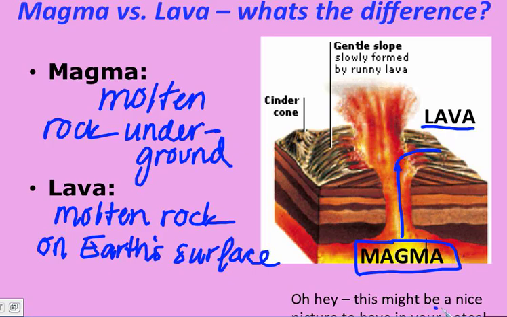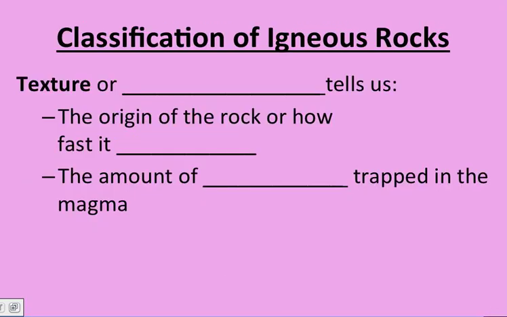Now this is kind of a nice picture to maybe add into your notes. Go ahead and pause the video and just do a little sketch here showing a labeled magma chamber underneath the ground and a labeled lava eruption on the Earth's surface. That's going to come in handy a little bit later in the unit.